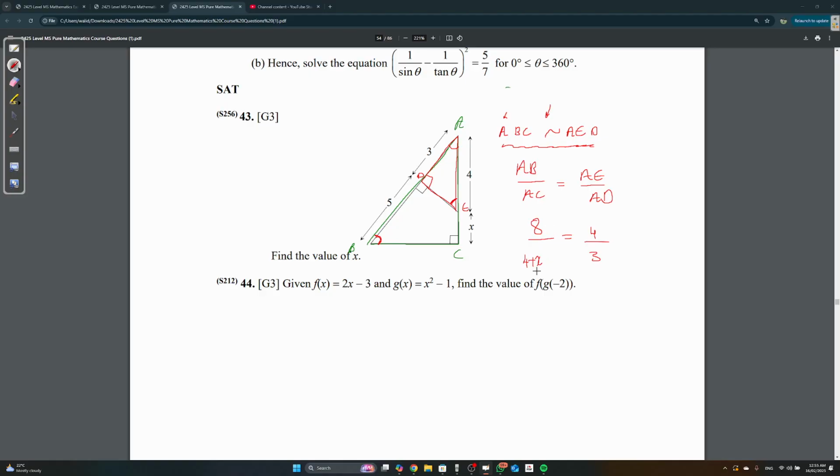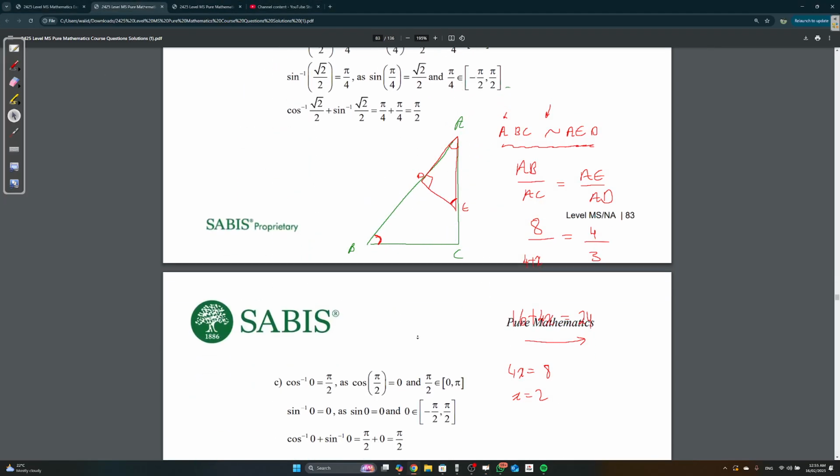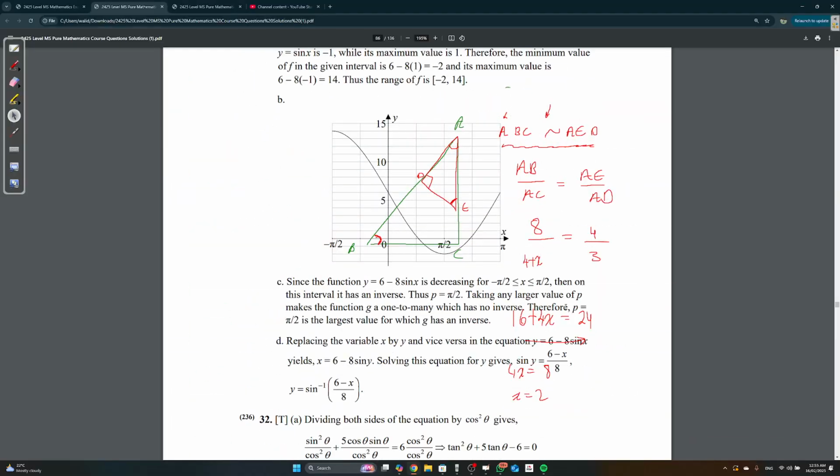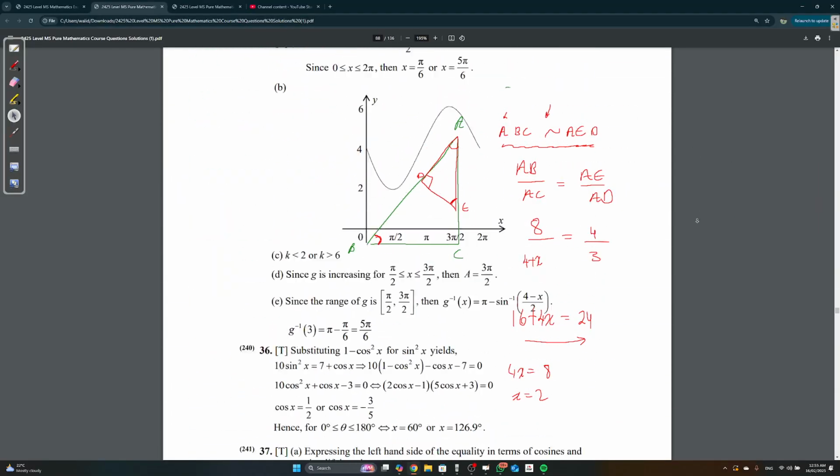So when you solve this, you can cross multiply. I found an easier way, but I'm not going to say anything because it might complicate things for you. 8 times 3, 24. Take 16 to the other side. You're going to get 4x is equal to 8, so x is equal to 2. Very easy. Okay. This question should be correct, it's not such a hard question.